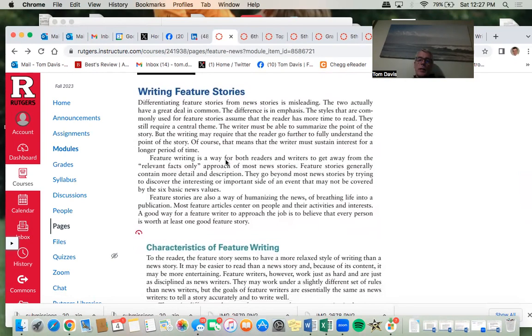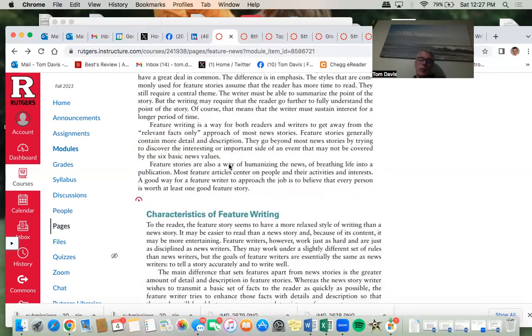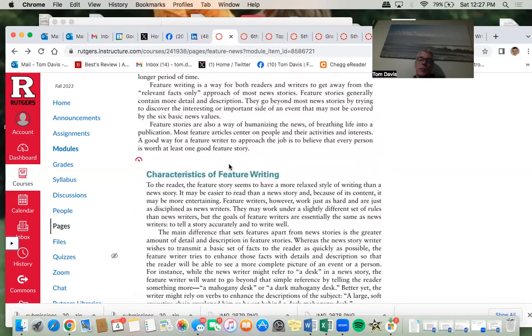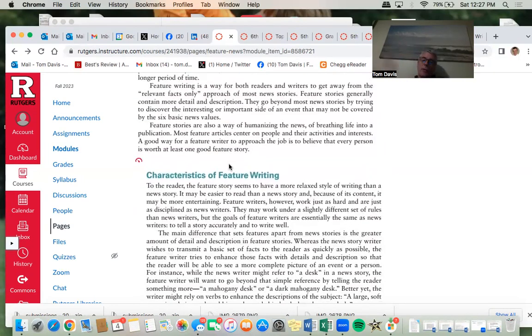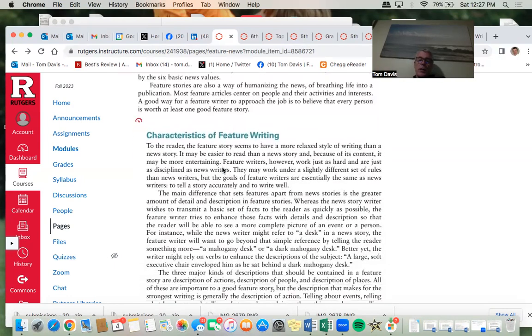The writer must be able to summarize the point of the story, but the writing may require that the reader go further to fully understand the point of the story. Okay, so yeah, you basically have to go further because you're going through this anecdotal lead that kind of leads you in a suspenseful way.